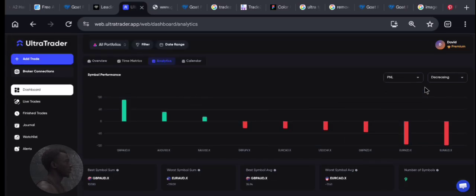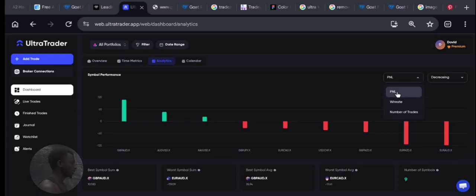Before I go to the calendar, around this symbol performance, you can check the performance by P&L. You can check which of the symbols has made you more money over time, and which of the symbols has given you more win rate over time, and which of the symbols you've taken more trades on. Understand? And you can put it in a form of increasing or decreasing order. Understand? This is how it is. You can put in either decreasing or increasing order.